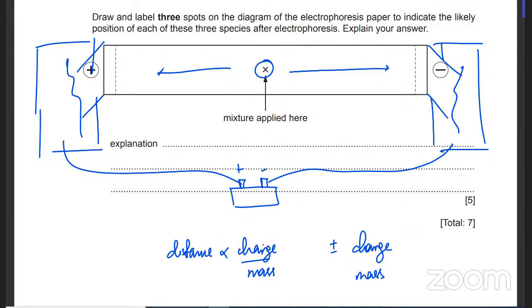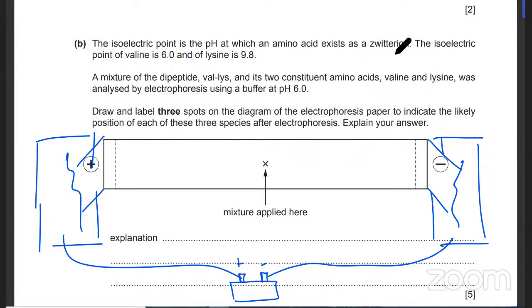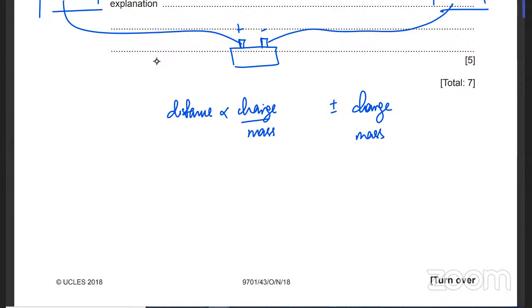And then you have the next thing, which is the amino acid. You're going to place an amino acid over here. What happens to the amino acid? It exists as a zwitterion, the isoelectric point of valine and lysine. This will be given. Valine is this amino acid. Sir, please explain the isoelectric point again. I'll explain the isoelectric point.